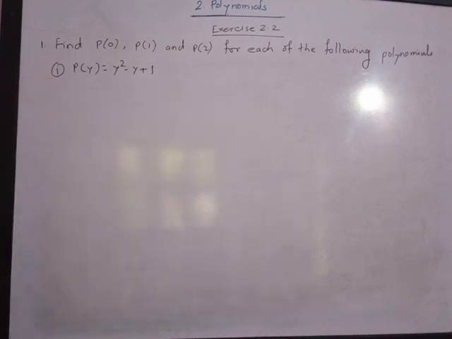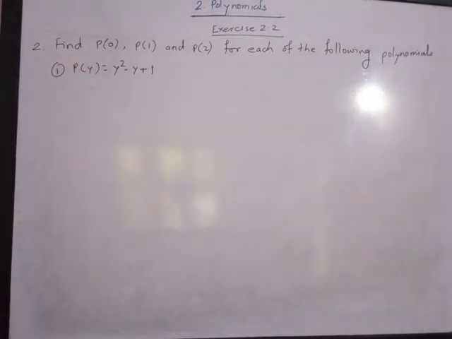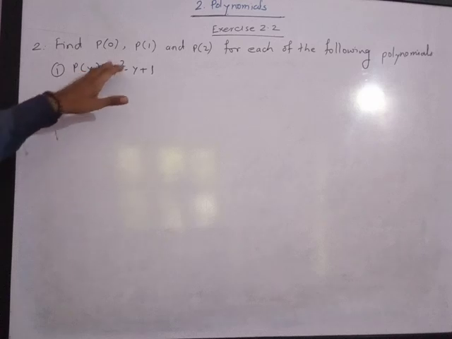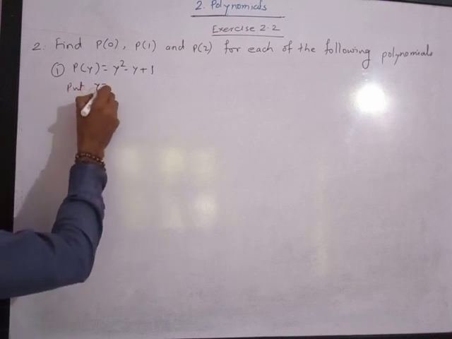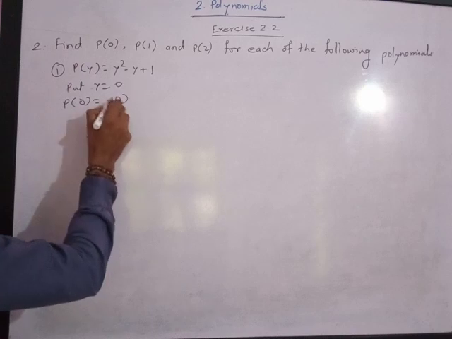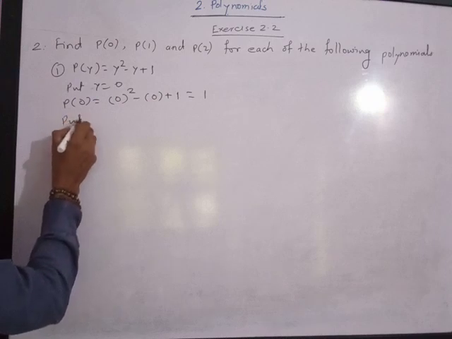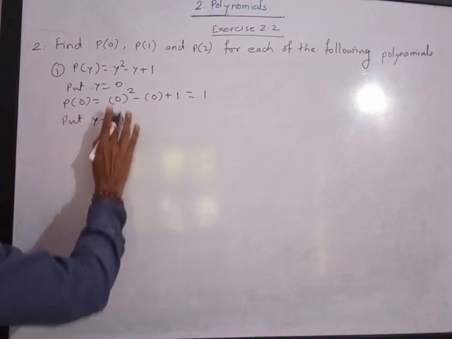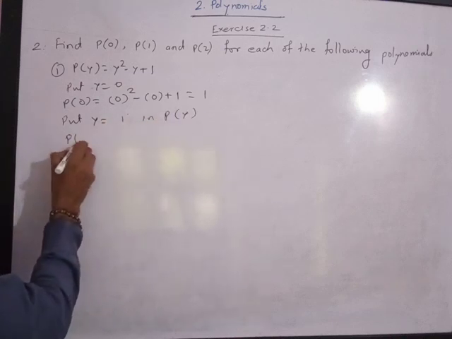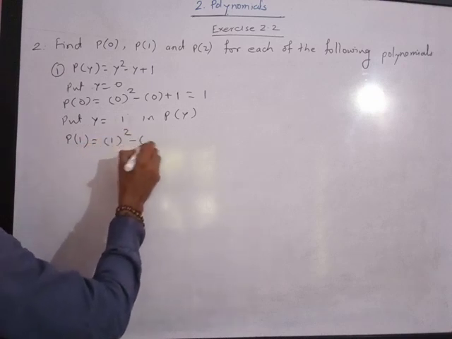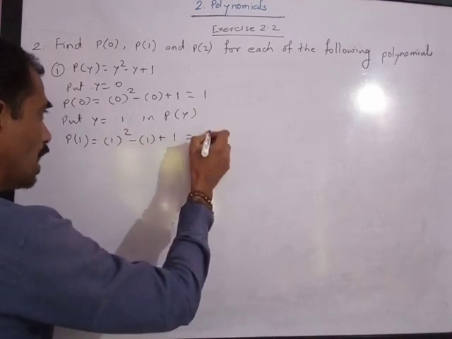So second question is find p of 0, p of 1, p of 2 for each of the following polynomials. And first polynomial is given p of y is equal to y square minus y plus 1. Now in this put y is equal to 0. So we'll get p of 0 is equal to 0 square minus 0 plus 1, that is equal to 1. If you put y is equal to 1 in p of y, we will get p of 1 is equal to 1 square minus 1 plus 1, that is equal to 1 minus 1, this becomes 0, so answer is 1.